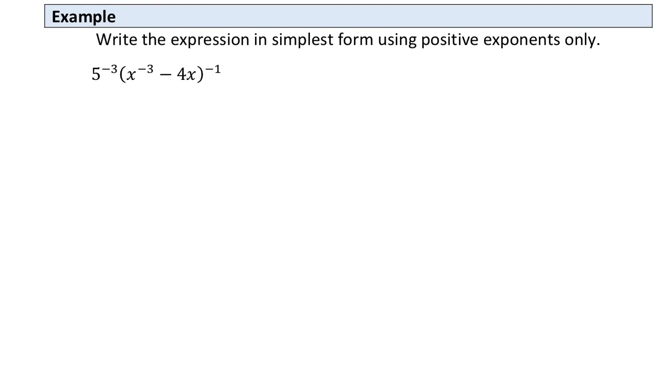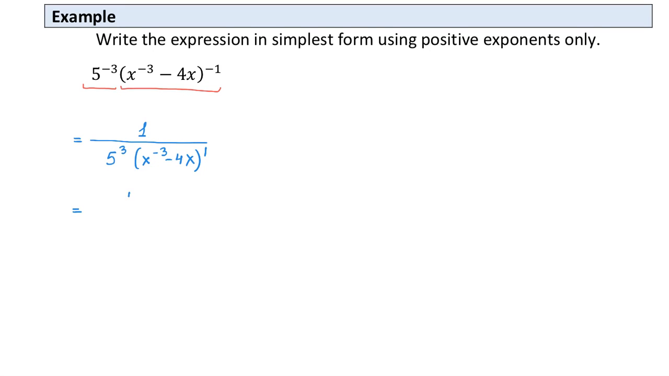In this example we have 5 to negative 3 multiplied by the expression x to negative 3 minus 4x all raised to negative 1. As you see, this expression represents a product. The first factor is 5 to negative 3 and the second one is this parenthesis raised to negative 1. And because this is a product, we can move each of these factors down to the denominator and make negative 3 a positive 3 and negative 1 a positive 1. So both exponents will become positive. So then, let's start a fraction, and in the numerator we will have 1, but in the denominator we will have 5 to positive 3 and x to negative 3 minus 4x to positive 1.